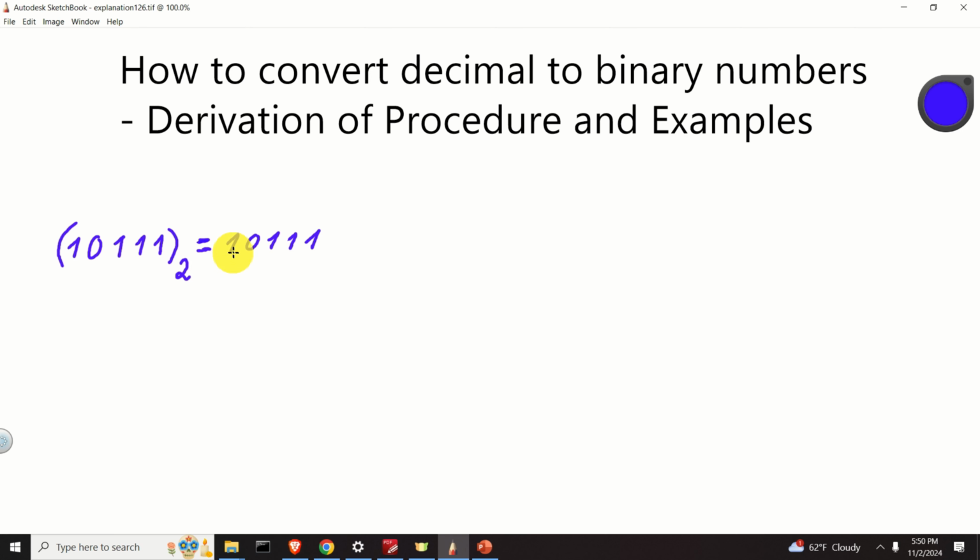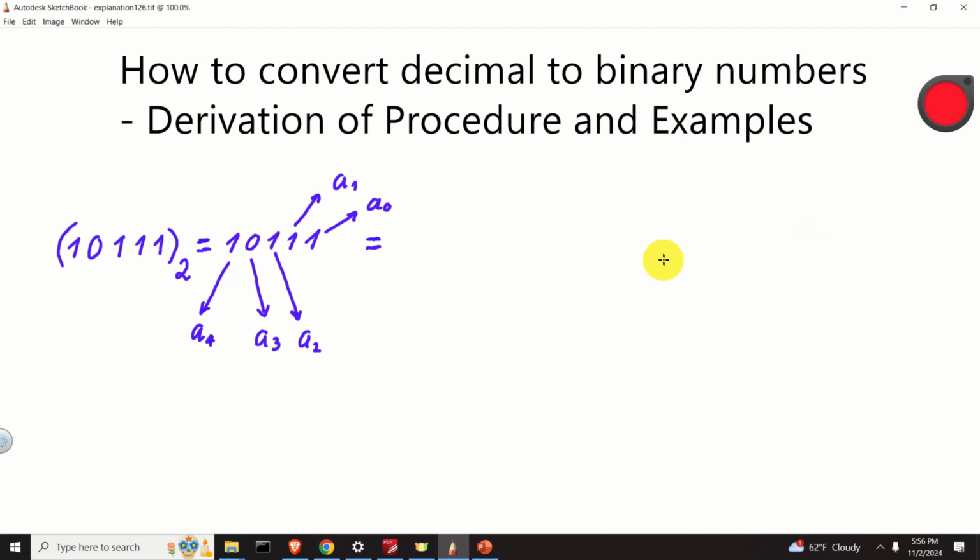The coefficients can be 1 or 0 in the case of binary numbers. And this coefficient over here is A4. This coefficient over here is A3. This coefficient over here is A2. This coefficient over here is A1, and this coefficient is A0.